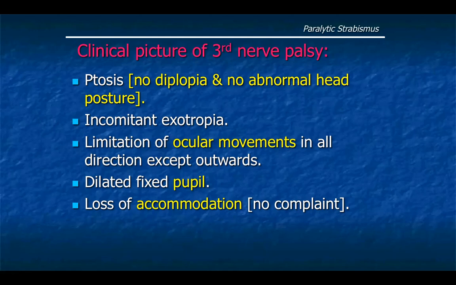rectus. There is a dilated fixed pupil as the third nerve supplies the sphincter pupillae, and there is loss of accommodation as the third nerve supplies the ciliary muscle. So if we raise the upper lid and ask the patient to read, the patient will complain of difficult reading, blurred near print. However, the patient does not complain of loss of accommodation because he has ptosis.